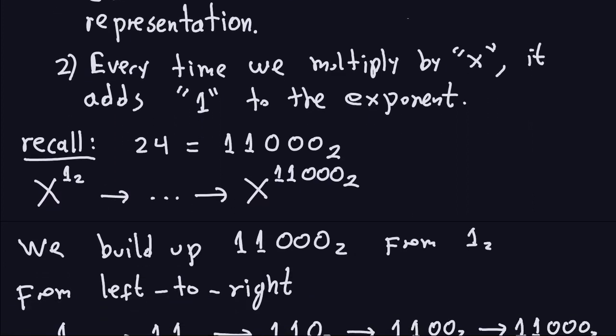In the example, 24 is represented in this way. We're going to start with x, and we want to end up with x to the 24, which in binary would be this one. Basically, what we want to do is build this number, which is the exponent, from just 1, which is this power here. So we want to build this number from the number 1, from left to right.